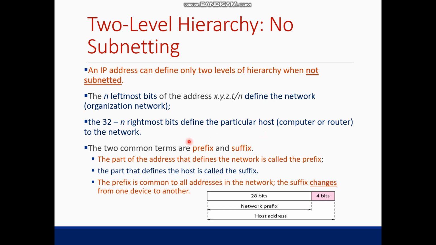There are two common terms which are used inside IP addresses: prefix and suffix. The part of the address that defines the network is called the prefix, which is this one, the network prefix. And the part that defines the host is called the suffix, which is this one. The prefix, which is the network address, is going to be the same for all the devices inside the current organization network, while the suffix is going to change for each individual device.